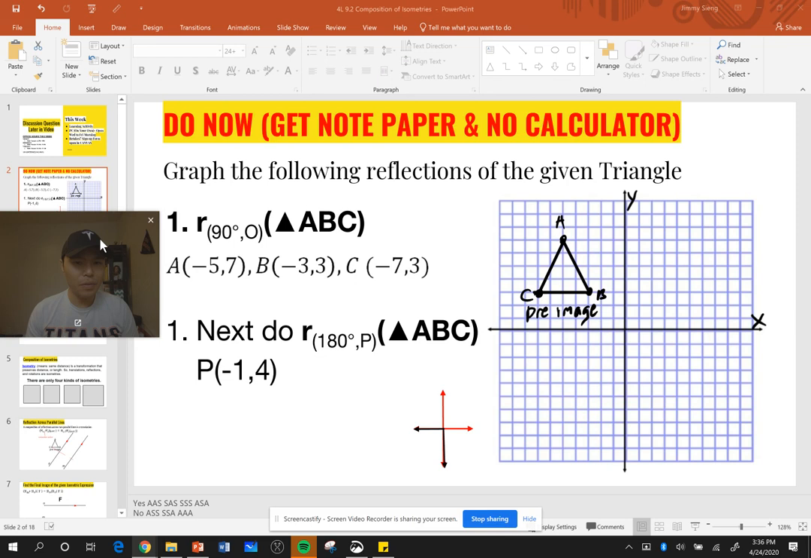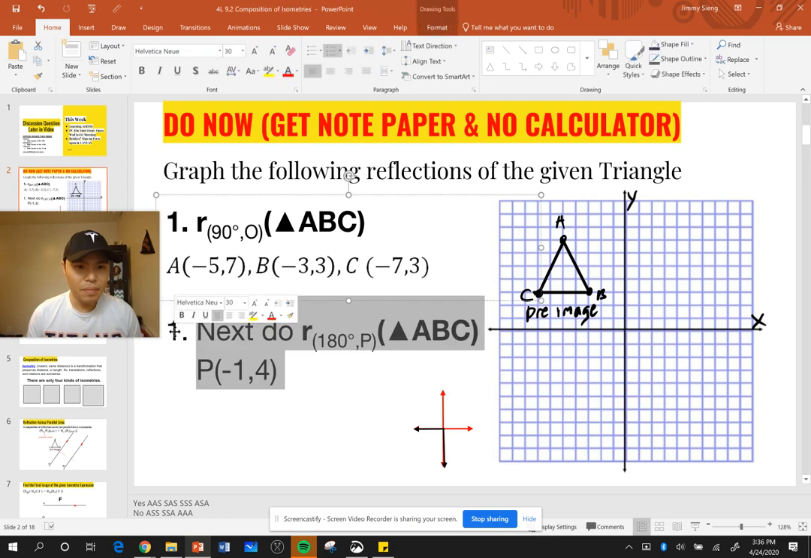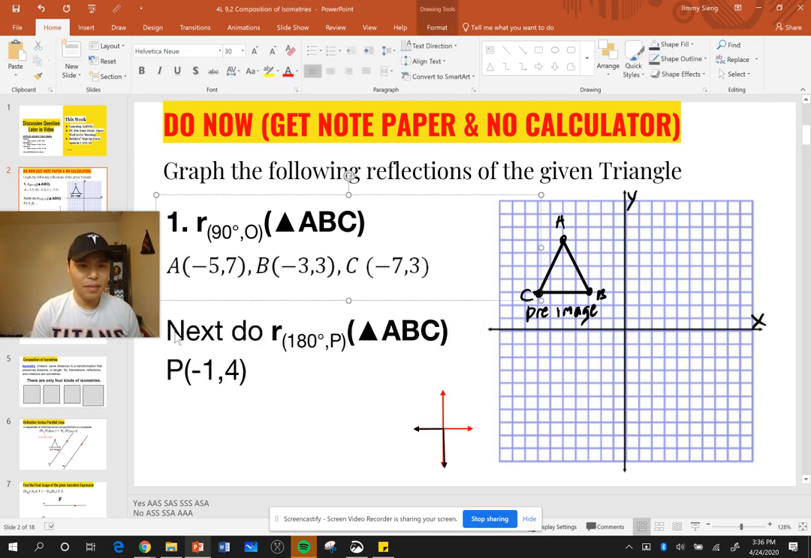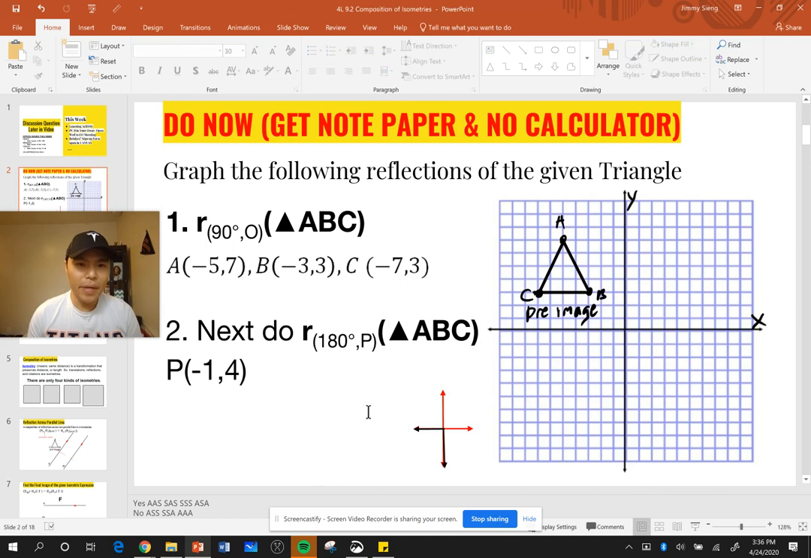Okay, let's get started with our do now. So looking at this, I have number 1 and number 2. This should be a number 2. Man, I got a timer, and this is already bad. There should be number 2, and then we got number 1. First one is I want to rotate around the origin 90 degrees.